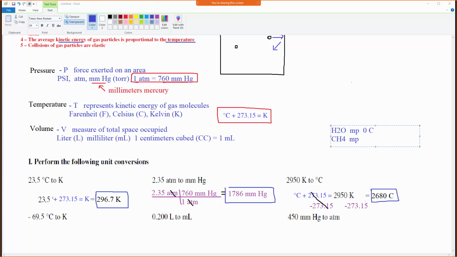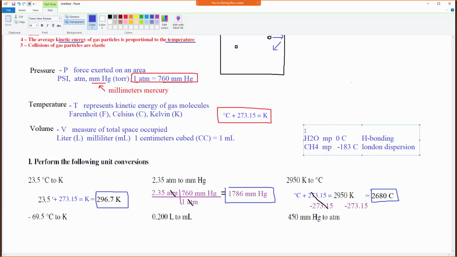So the melting point of CH4 is, I have to look it up here. I don't have it memorized. Who has that memorized? Negative 183 Celsius. Right, London dispersion forces. Whereas this one has hydrogen bonding. And so that's the difference. They're about the same size, but it's those intermolecular forces.